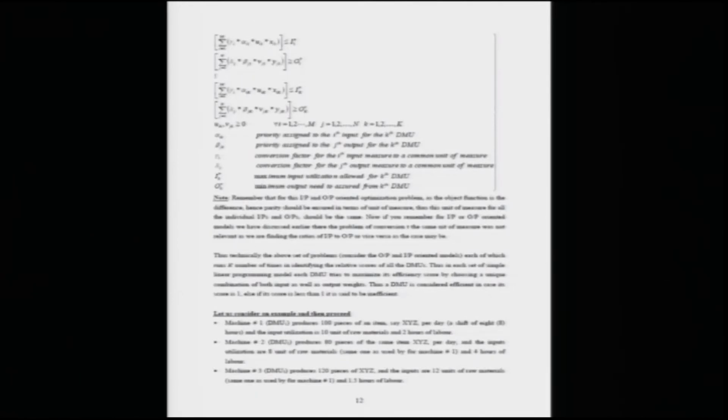So if you consider the input and the output, I am not going to go into the details because the problems will be very similar when we solve them, and it will be kept simple. What we ensure is that the bundle of inputs for the ith DMU should always be less than or equal to I star, and the bundle of outputs should always be greater than or equal to O star, where I star is the maximum input utilization allowed for the kth DMU, and O star is the minimum output needed or assured from the kth DMU.